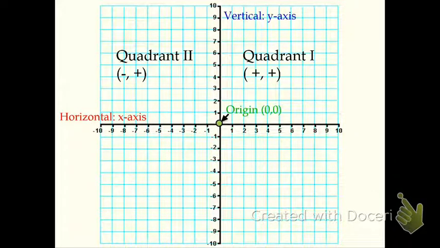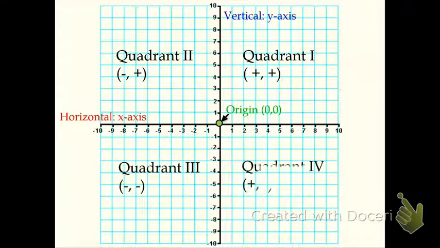In the upper left-hand corner, we have quadrant 2. Those are always a negative number, comma, a positive number. So the x value of those ordered pairs are negative, and the y values are positive. In the lower left, we have quadrant 3. Both coordinates are negative in that quadrant. And in the lower right-hand corner, we have quadrant 4. In that quadrant, the x values of each ordered pair are positive, and the y values of each ordered pair are negative.